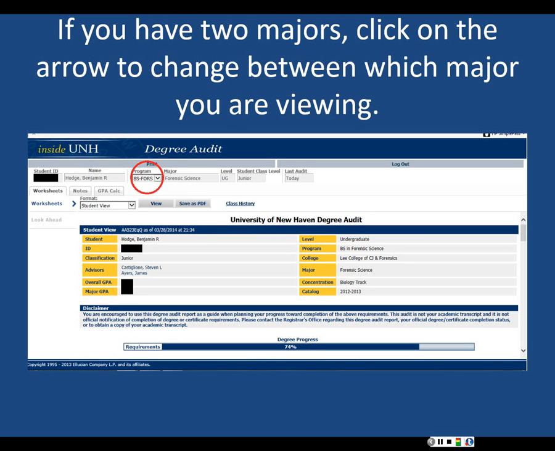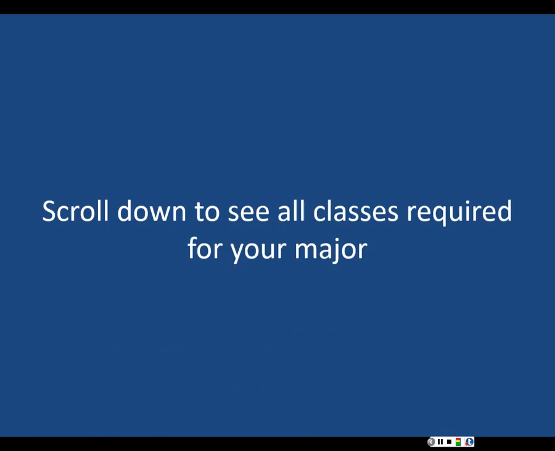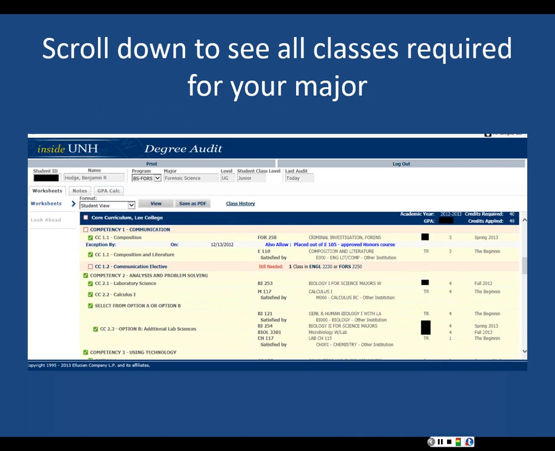I know most of you don't have two majors, but if you do, you can go to the program feature. Under the arrow, it'll drop down and show you your second major. For your first, primary major, you can just scroll down to see all of the classes that are required. For the most part, a lot of you are going to still be completing the core curriculum.